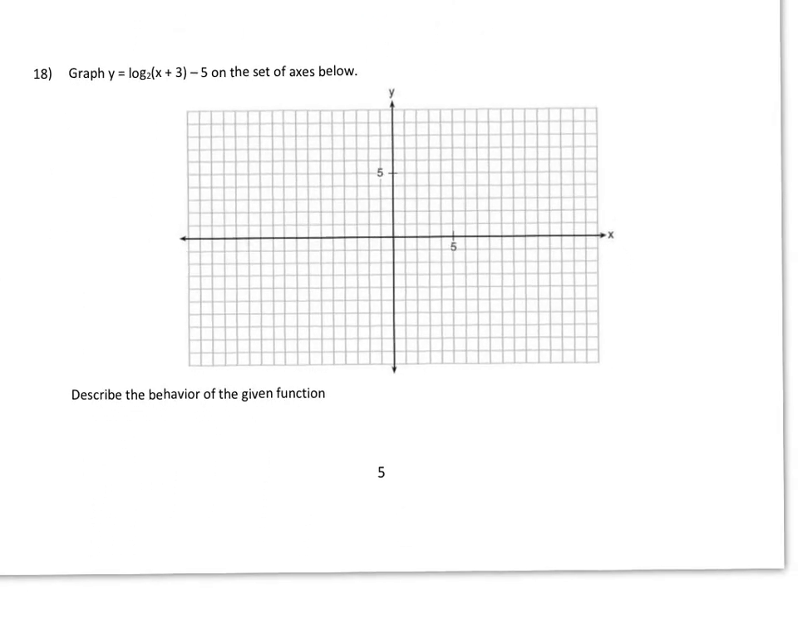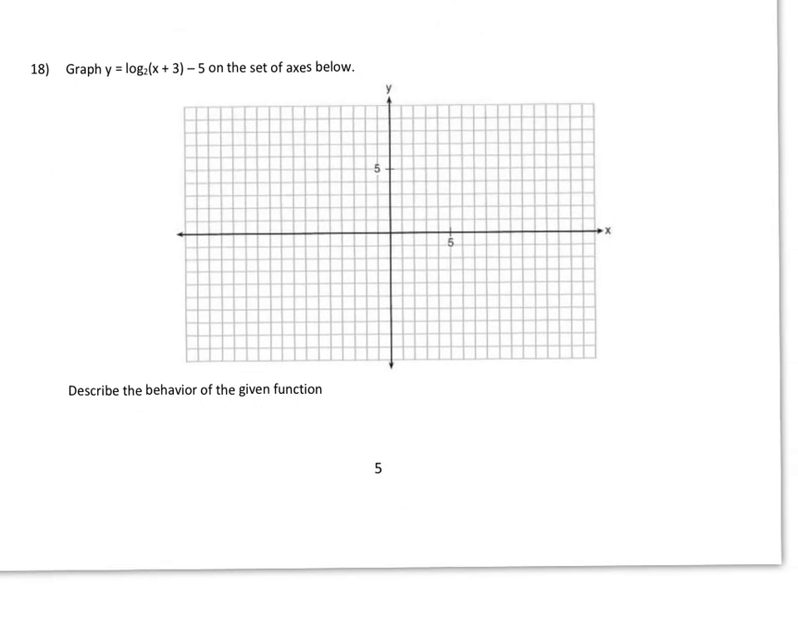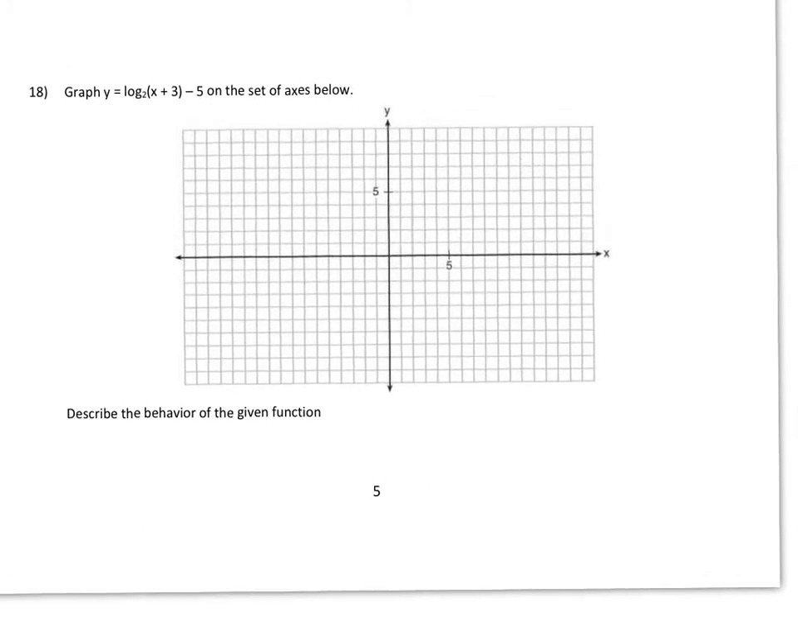Okay, so number 18. They want us to graph this on the set of axes below. All right, so if you think about it, we already know what log base 2 of x looks like. Now remember, I just want to point this out. If you add or subtract a number within the function, doesn't that shift it to the left or to the right? And remember, if it's a plus sign, it actually shifts it to the left. And if you add or subtract a number to the end of a function, doesn't that move it down? And if it's a minus sign, it shifts it down. So this just says that it's shifted 5 units down.